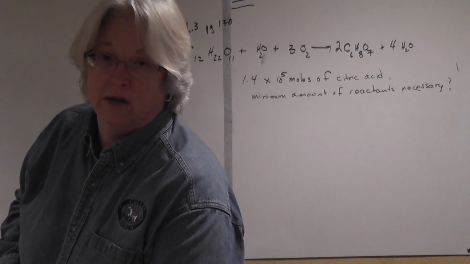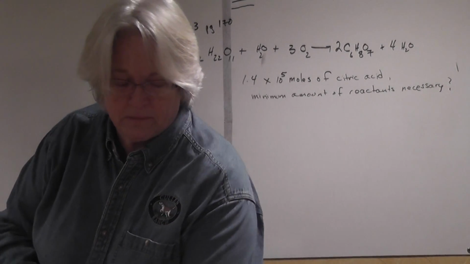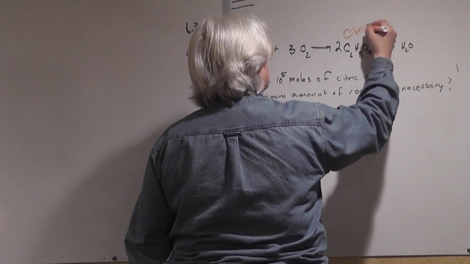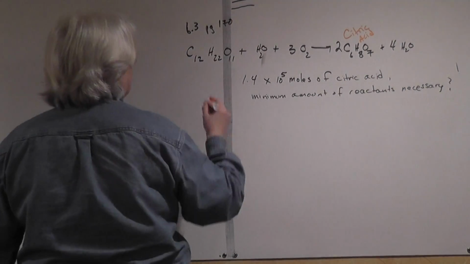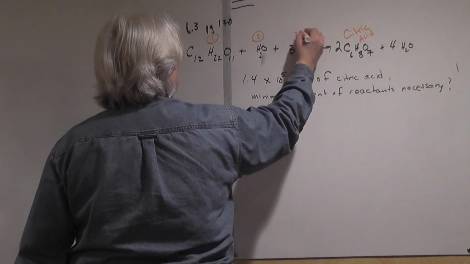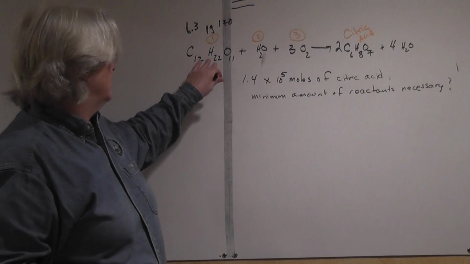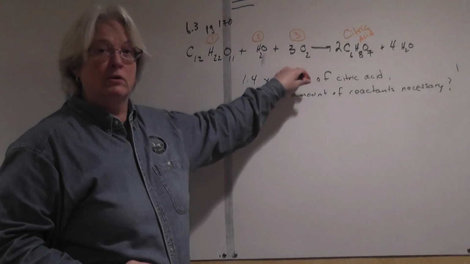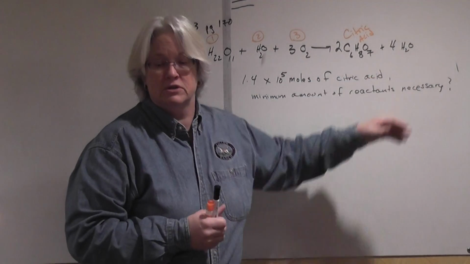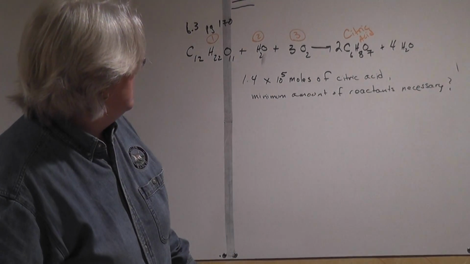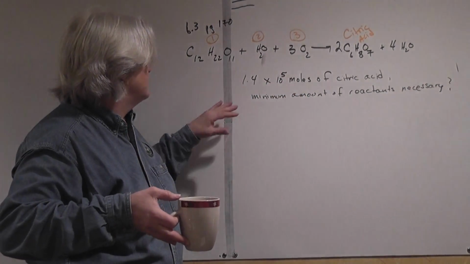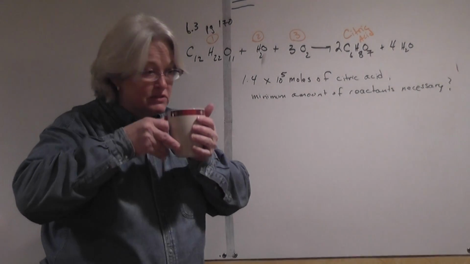So we've got several things going on here that we're going to need to worry about. First off, we have citric acid here. And here we have reactant 1, reactant 2, and reactant 3, where we have this carbon compound reacting with water and additional oxygen to produce citric acid with still some leftover water. And we want to have 1.4 times 10 to the 5th moles of citric acid. What's the minimum amount of the reactants that are necessary?